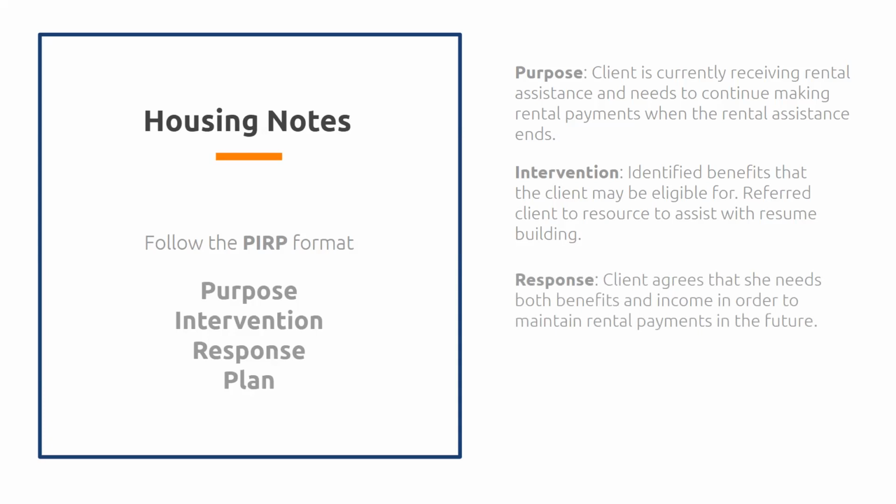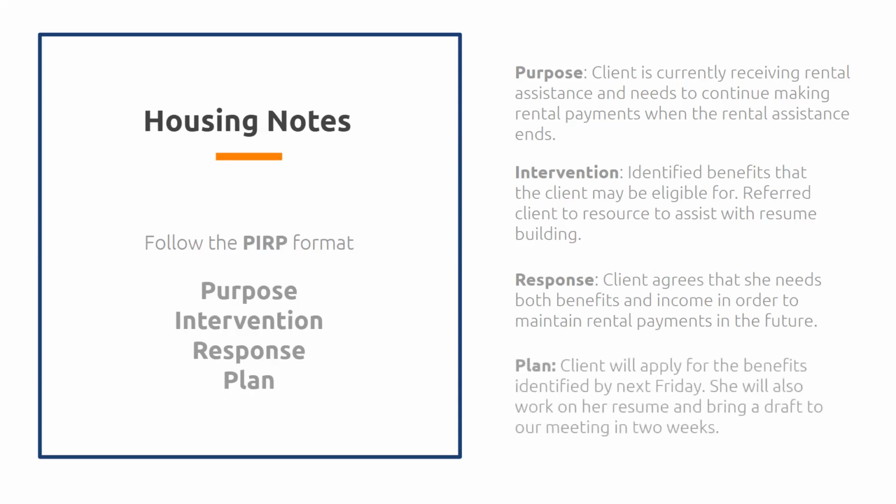And the response would be what was the client's response to intervention. You can also include outcomes measures and documentations and how you would progress towards the goal and objectives. So an example would be that client agrees that she needs both benefits and income in order to maintain rental payments in the future. And then last, we have the plan.